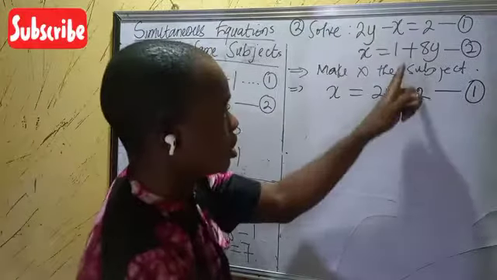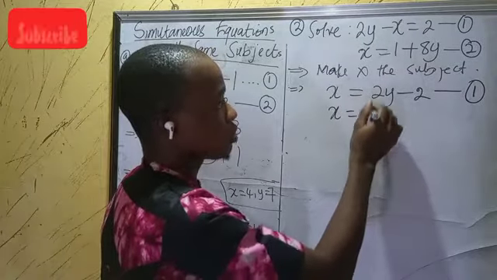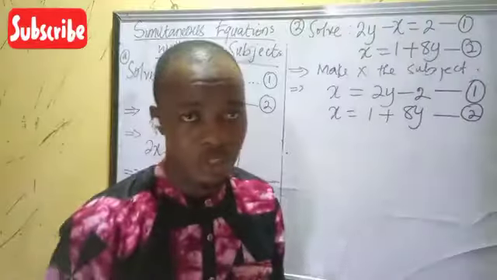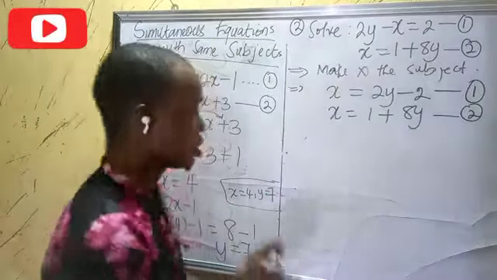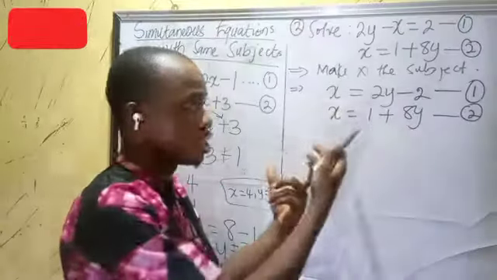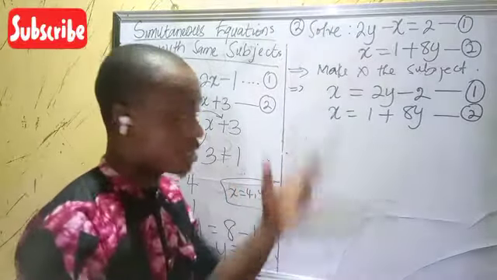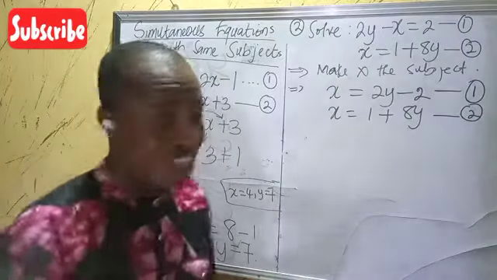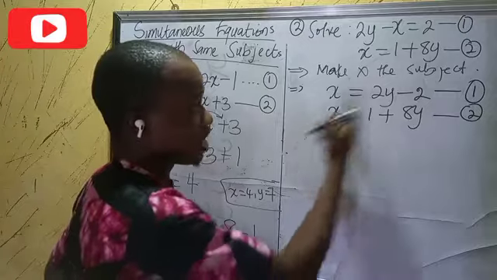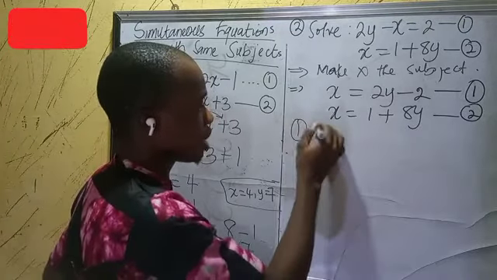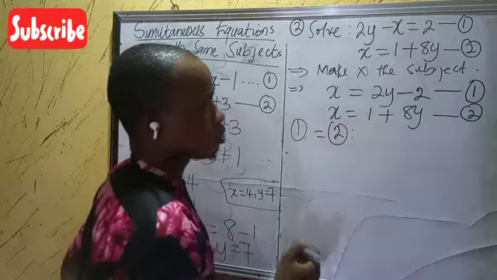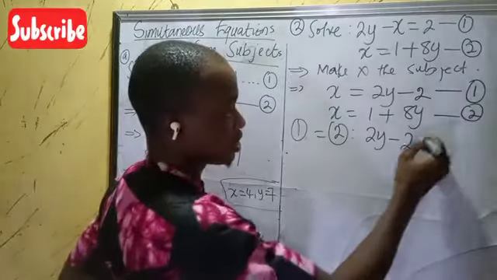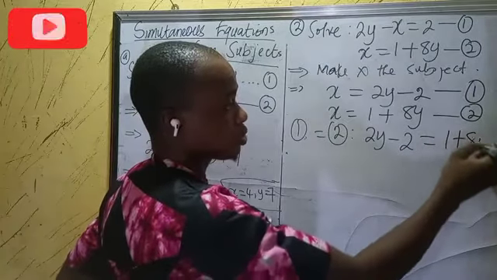Are you getting it now? Then we bring down the second equation, which is 1 plus 8y, this equation 2. Now from there, what's the next thing we are going to do? The same thing we did here is what we are going to do here, because the subjects are the same. That is, x is the subject here and x is also the subject here. So far we have this equal to this, so we can equate 1 and 2. Equating 1 and 2, we are going to have 2y minus 2 equals 1 plus 8y.